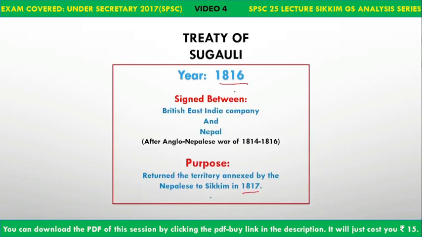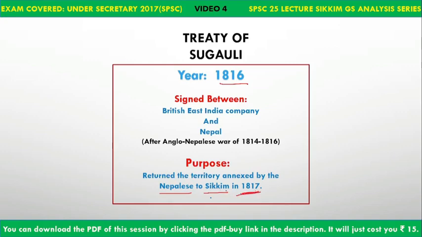Let us revise. In 1816, the British East India Company and Nepal signed a treaty by the name of Treaty of Sugauli. What happened in the Treaty of Sugauli? Nepal returned the territories annexed by the Nepalese to Sikkim in 1817.